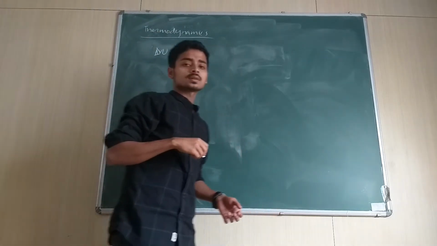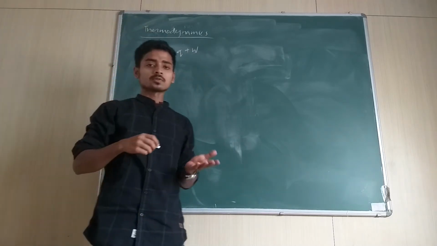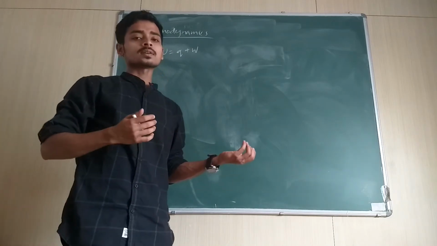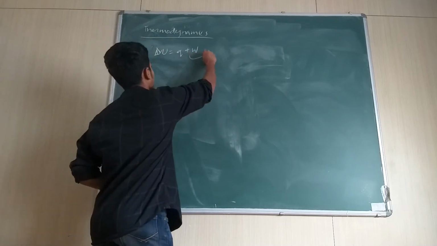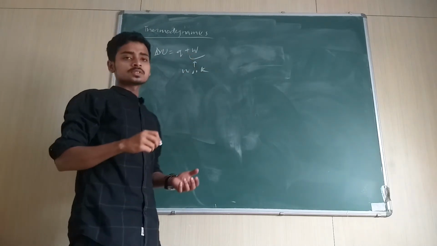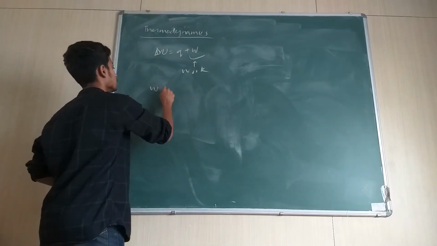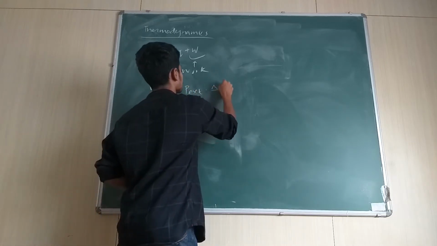So, in this, delta U is your change in internal energy, Q is the total heat supplied or removed from the system, and W is the work done. Now, we are focusing on the work done, specifically the isothermal reversible and isothermal irreversible work. We know the general formulation of work for any process is W equal to minus P external into delta V.